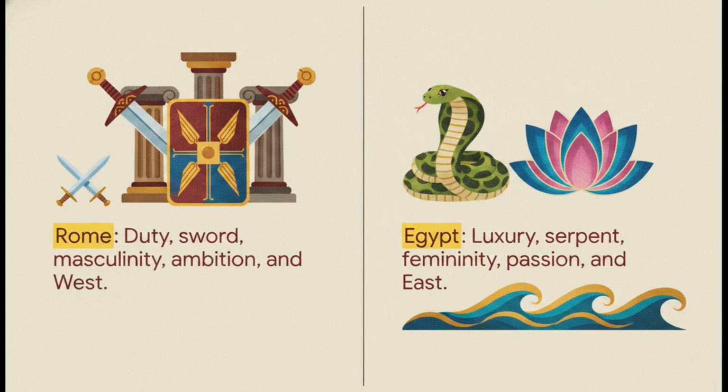On one side, you've got Rome representing the West. It's all about duty, the sword, rigid masculinity, and intense political ambition. But then, on the other side, you have Egypt representing the East, defined by luxury, the serpent, femininity, and this all-consuming passion. Every single major conflict in the story stems from these two worlds colliding.